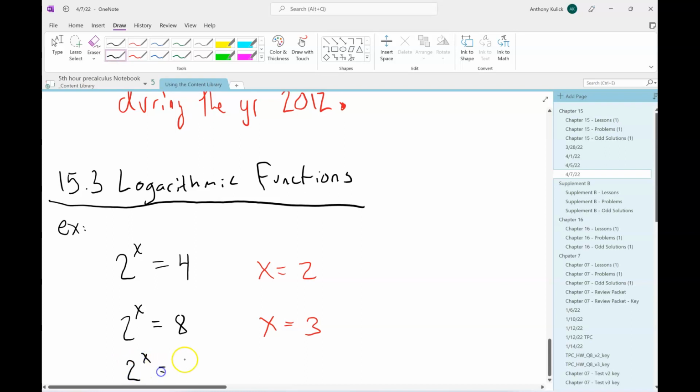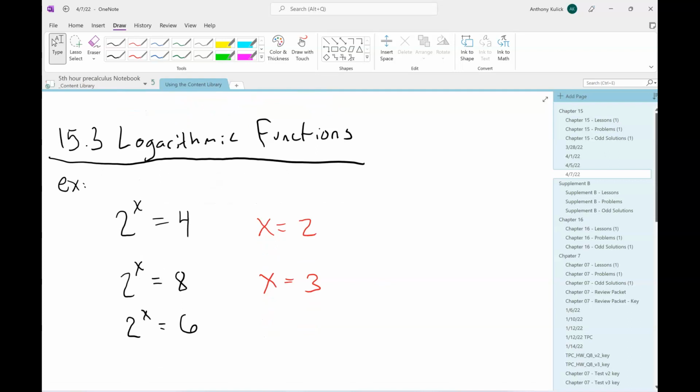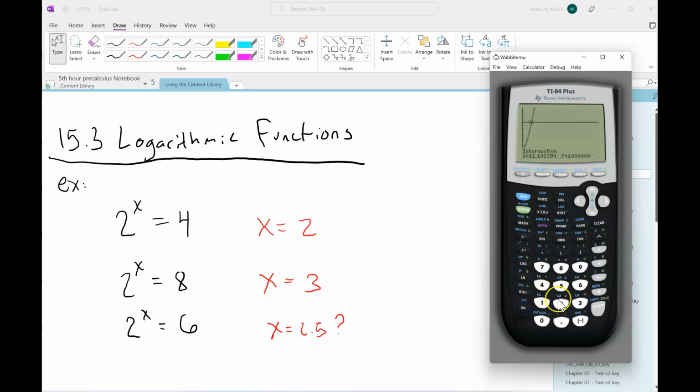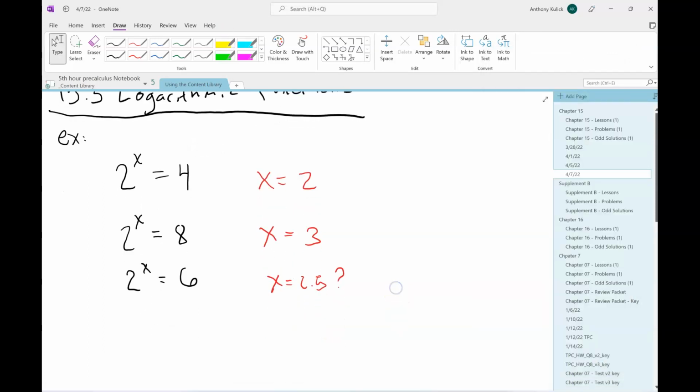But what if we have 2 to the x is equal to 6? Is it 2.5? I don't know. Let's see how that comes out. Not quite. So, how do we do a problem like this then? With log. Yeah, we're going to be using logarithm.